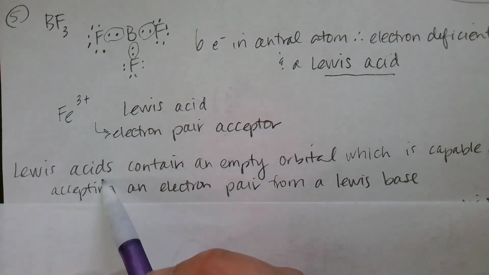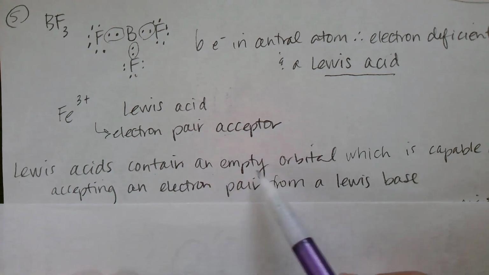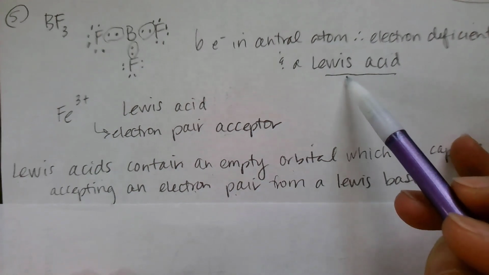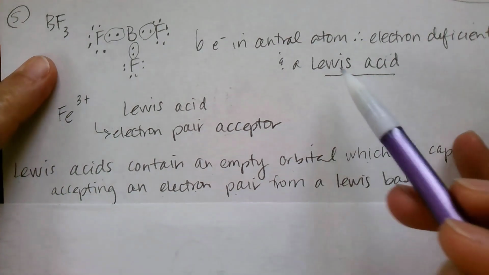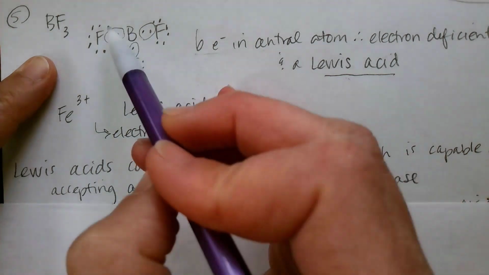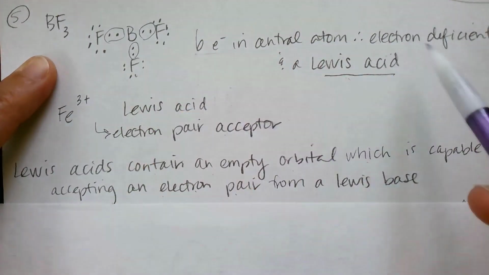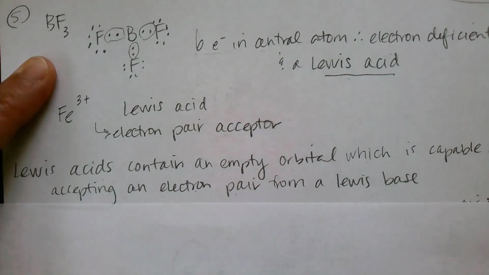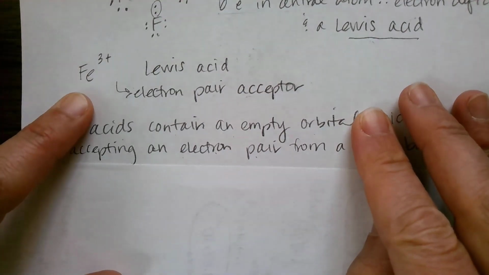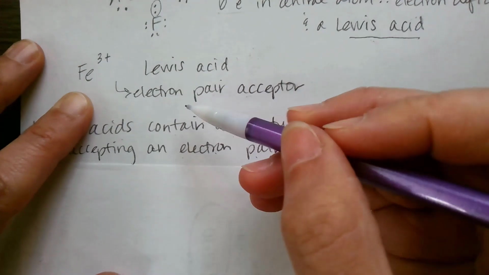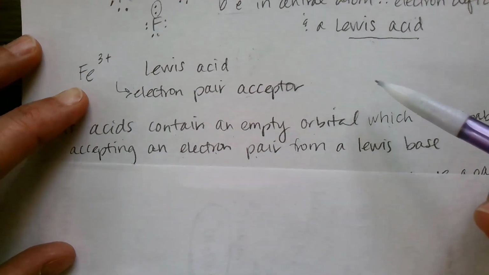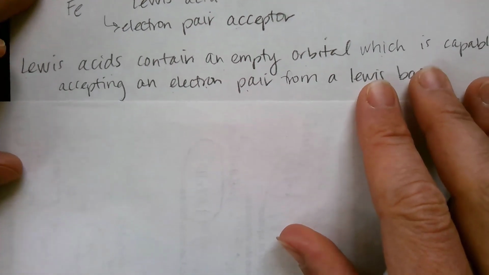Why? Well, a Lewis acid contains an empty orbital which is capable of accepting an electron pair from a Lewis base. So if we look at BF3, there are only 6 electrons around this central atom, so it's electron deficient. It would love to accept more. Same with this Fe3+. It gave away 3 electrons, so it has that empty orbital which is capable of accepting an electron pair from a Lewis base.